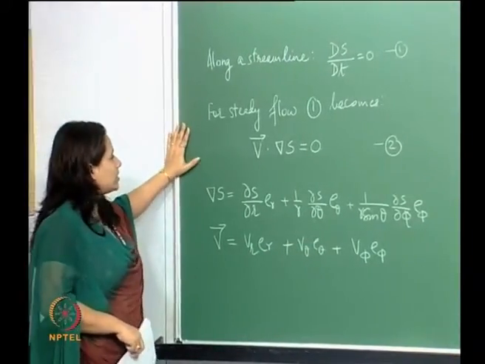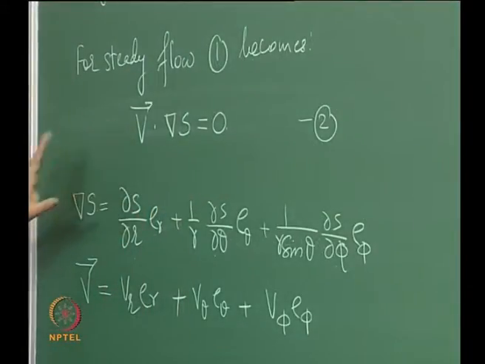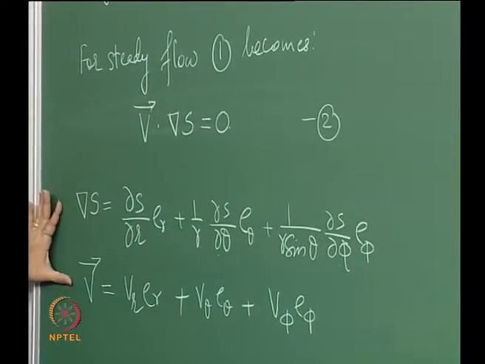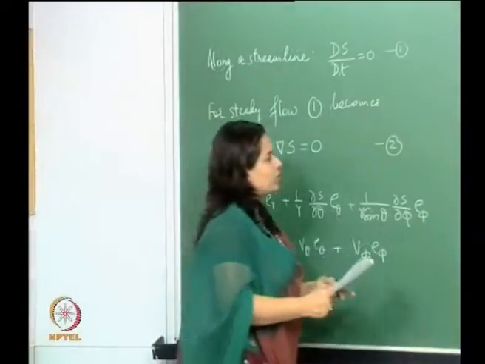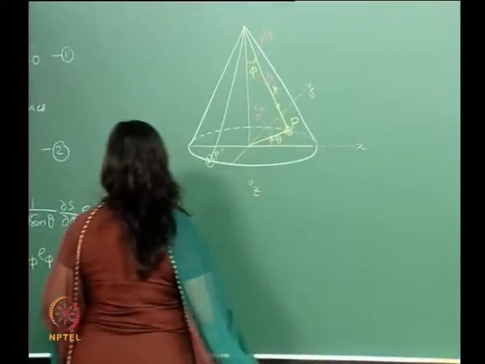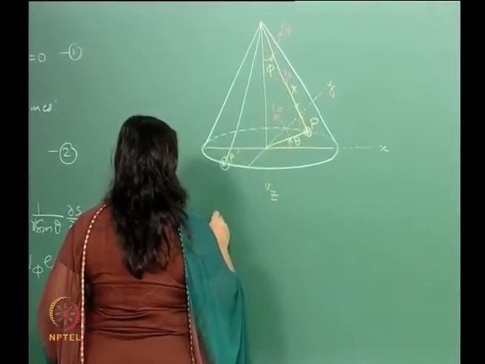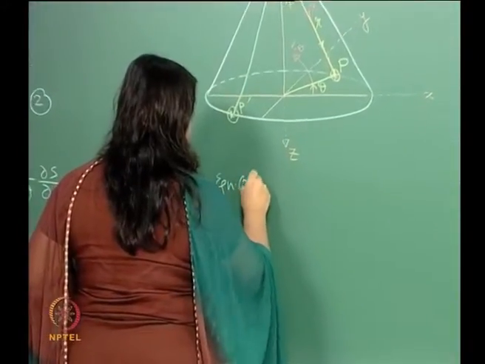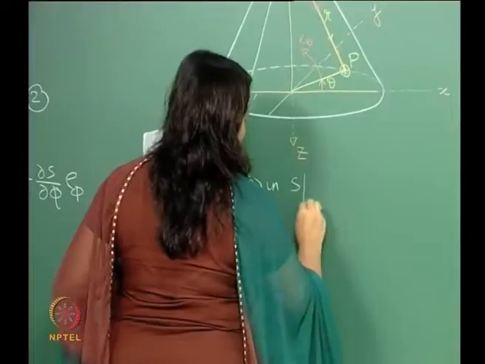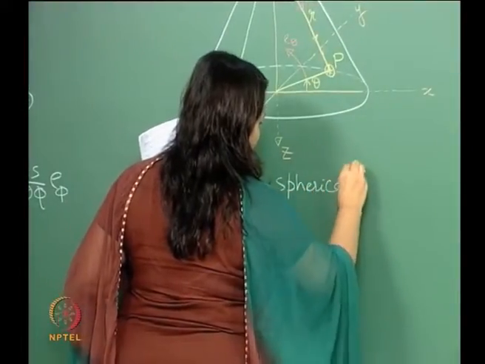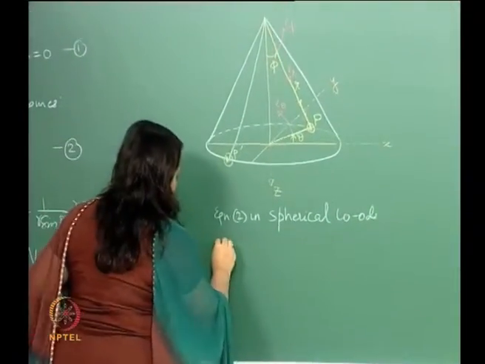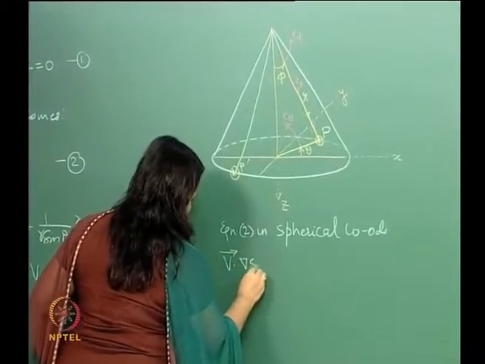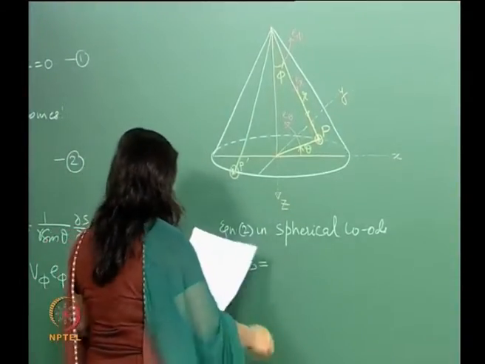This one you need to memorize. So, for a steady flow, we can write this, and in the spherical coordinates, this is how we would write it. So, therefore, I will write this as equation 2. Here, let me write equation 2 in spherical coordinates.